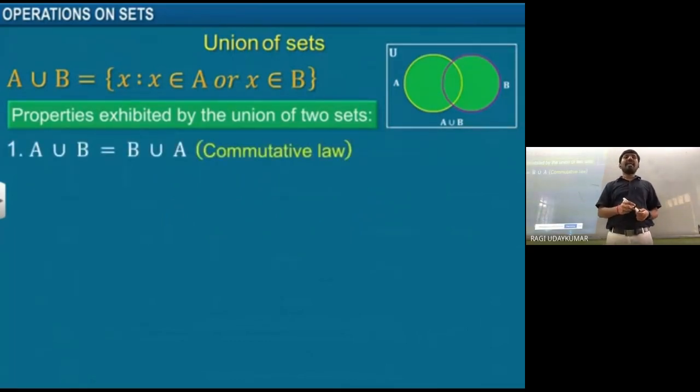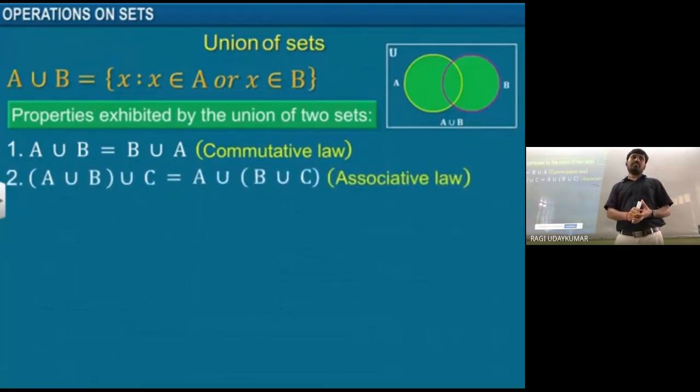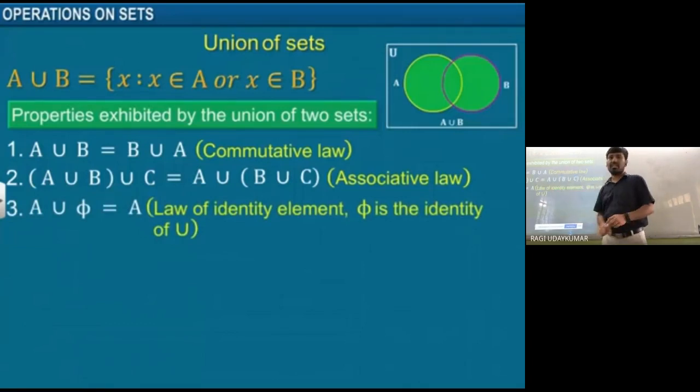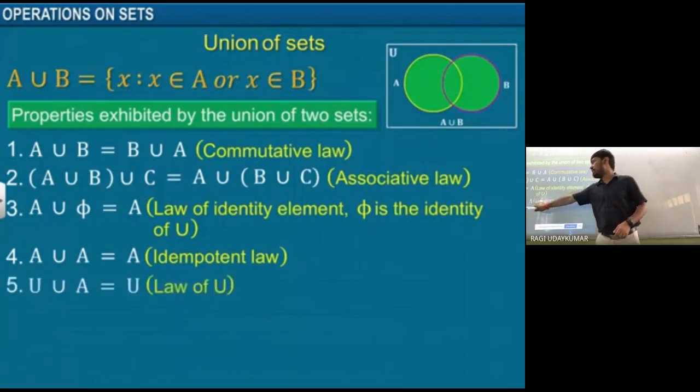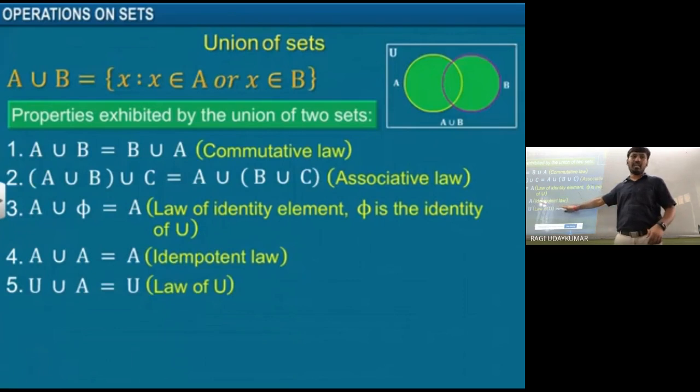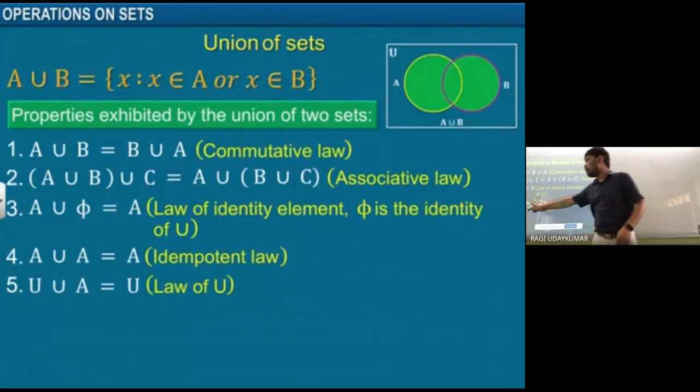So what are the properties? A union B is always equal to B union A, which is considered the commutative law. And (A union B) union C is equal to A union (B union C). The brackets are changing, so that is called the associative law, which you have already learned previously. A union phi is equal to A, which is called the law of identity of elements, and in this, phi is called the identity element. A union A is equal to A, called the idempotent law. And universal set union A is equal to U, called the law of union.